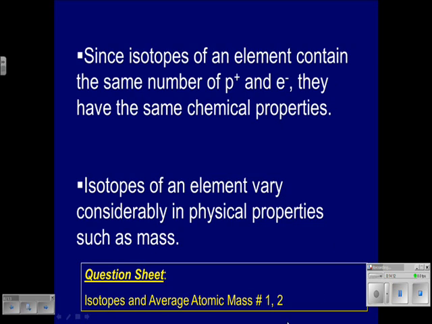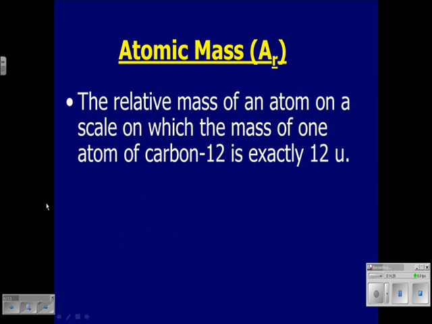Okay, so on your worksheet, at this point, you can do isotopes and average atomic mass questions 1 and 2. So when the supply teacher hands that out, you can work on that. But first, though, I want to do one last thing, and that's talk about relative atomic mass. We'll do some example problems, and then you'll be good to go.